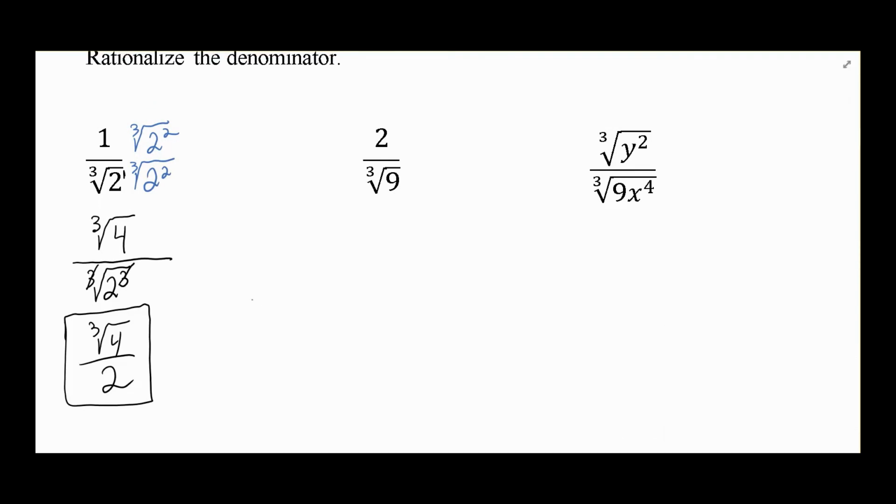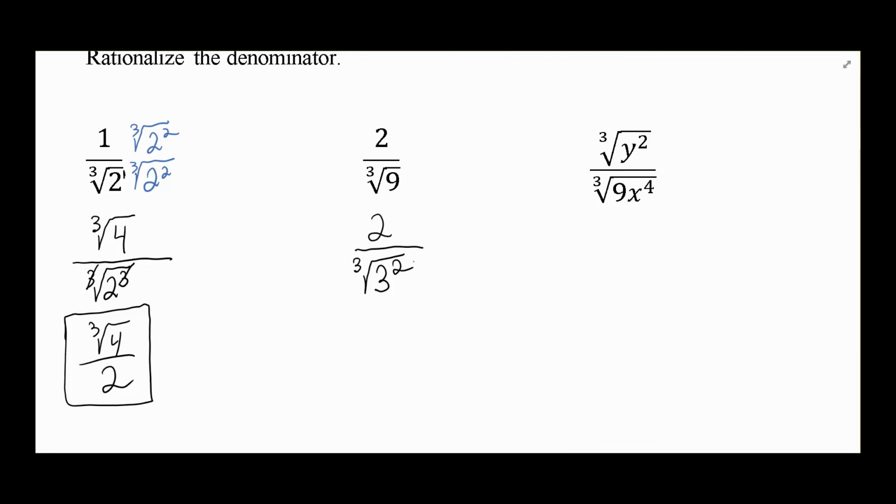Let's go ahead and look at the second example. In this second example here, we have a 9 in the bottom. Whenever you have a number that can be written as a power, do so. So our first thing we're going to do is rewrite this as 3 squared.